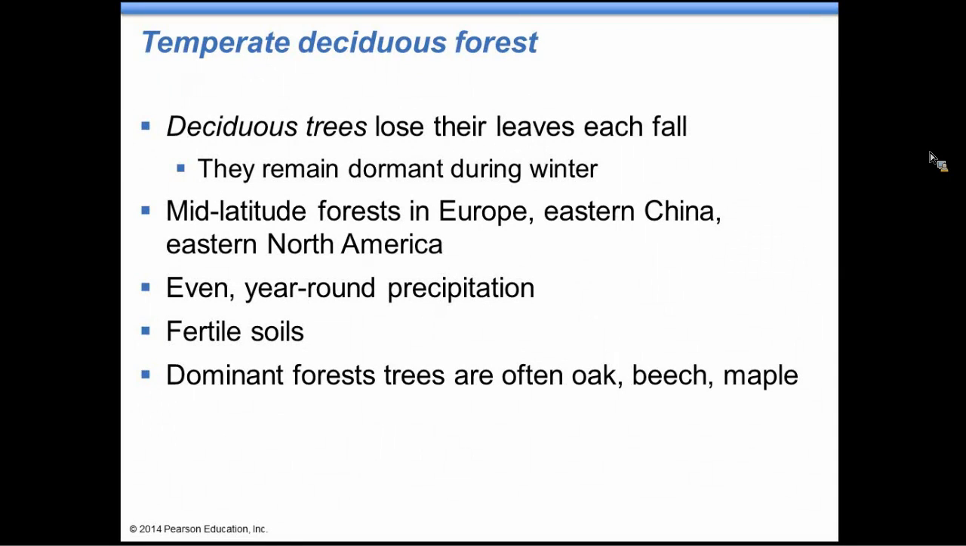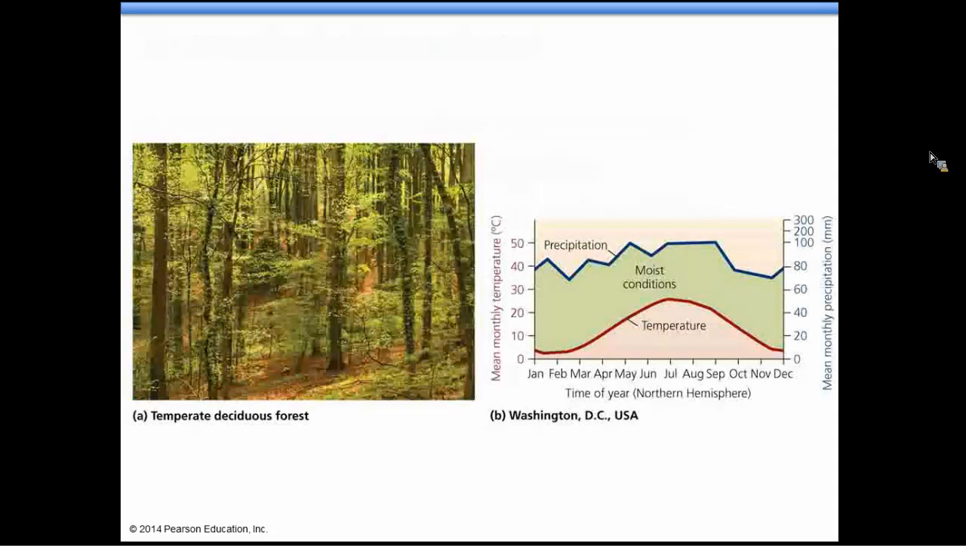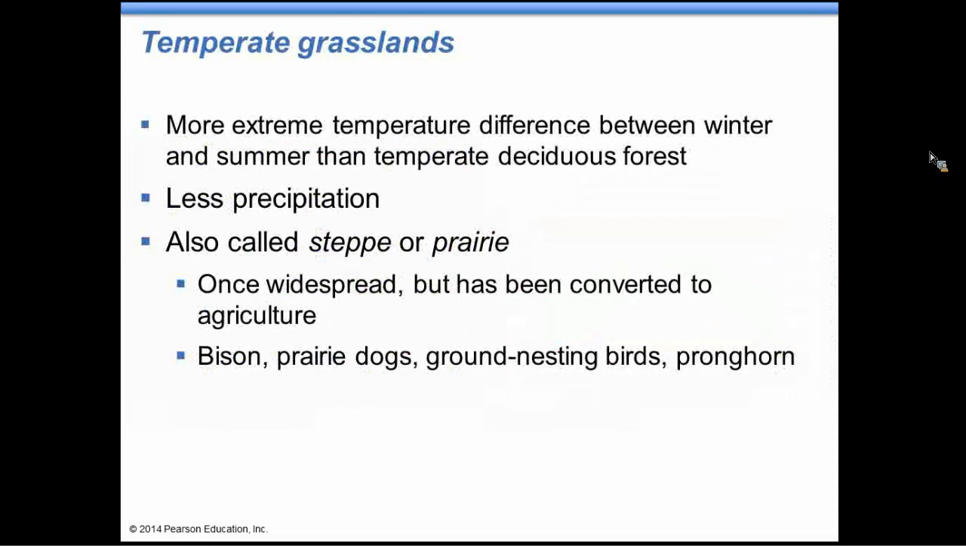Temperate deciduous forest dominates the landscape around the central and southern Great Lakes, and it's characterized by broadleaf trees that are deciduous, meaning that they lose their leaves each fall and remain dormant during winter, when hard freezes would endanger leaves. There is even year-round precipitation, fertile soils, and it's often characterized by oak, beech, and maple. And here's a photo of temperate deciduous forest. On the right here, we can see moist conditions all year round, very mild summers, pretty cold winters.